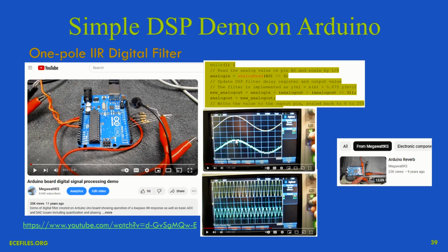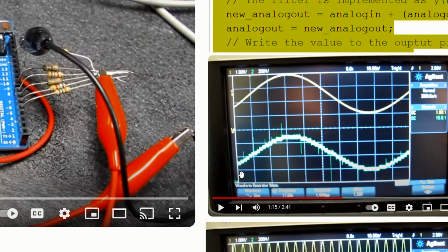And here we're below the corner frequency. Notice the little stair steps here. That's because we're using a simple 5-bit resistor digital to analog converter. Because for whatever reason, the Arduinos didn't have digital analog converters in them. They have ADCs, but not DACs. Anyway, so you can see the quantization levels.